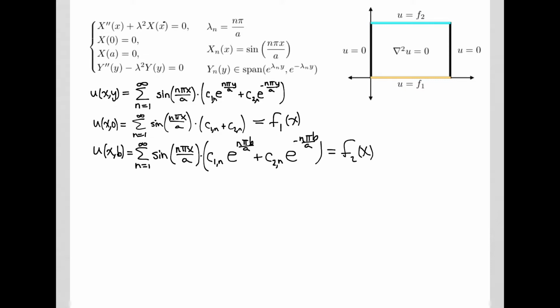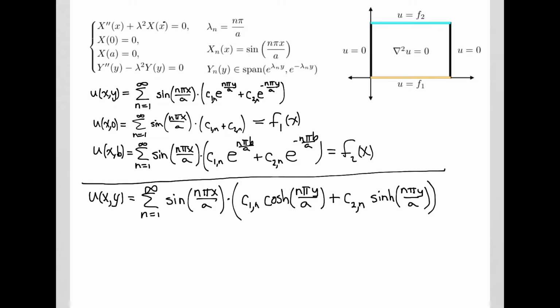So let's write down the expansion if I did that instead. So if I were to think in terms of my hyperbolic sine and cosine, again I have an arbitrary coefficient, c1 and c2. There's a different one for each n. So I have c1 times cosh of lambda, which is n pi over a, times y, plus another constant times sinh of lambda y.